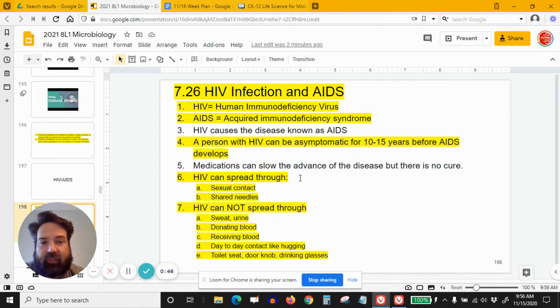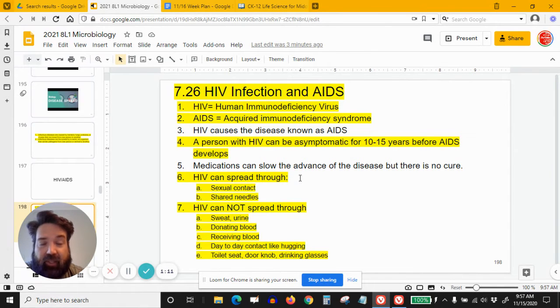human immunodeficiency virus. Okay. A person with HIV can be asymptomatic for 10 to 15 years before the condition or the disease AIDS presents itself. So you can have the virus and spread the virus without even knowing that you have the virus.